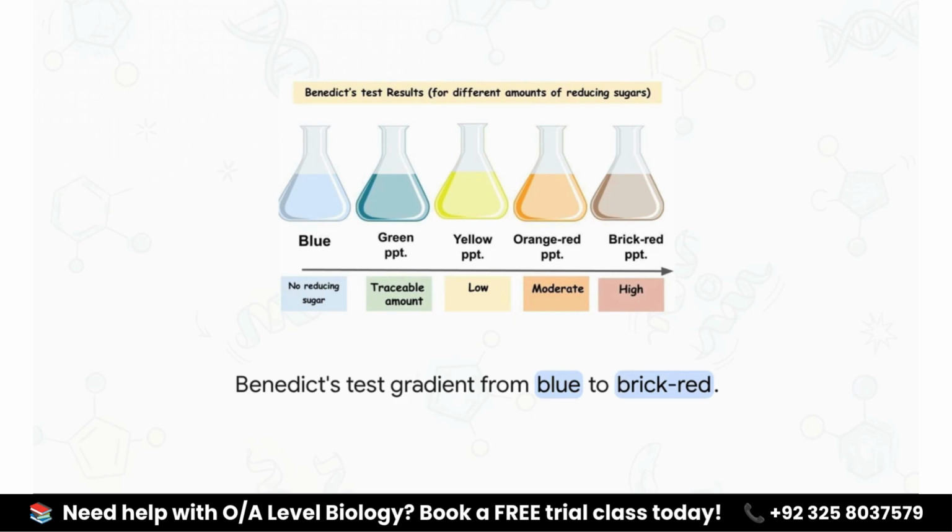Picture a color gradient. You take 2 cubic centimeters of your sample solution, add an equal volume of Benedict's solution, and, this is absolutely crucial, you must heat it in a boiling water bath. If there's no sugar, it stubbornly stays clear blue. But if glucose is present, it progresses through green, then yellow, and finally it forms a totally unmistakable brick red precipitate. Why? Because glucose is a reducing sugar, and it literally reduces the solution to a red precipitate of copper oxide.